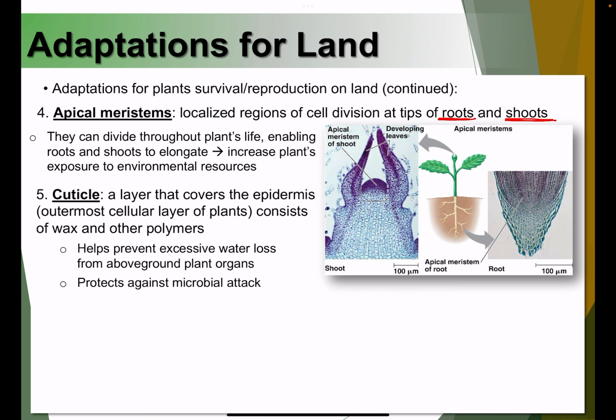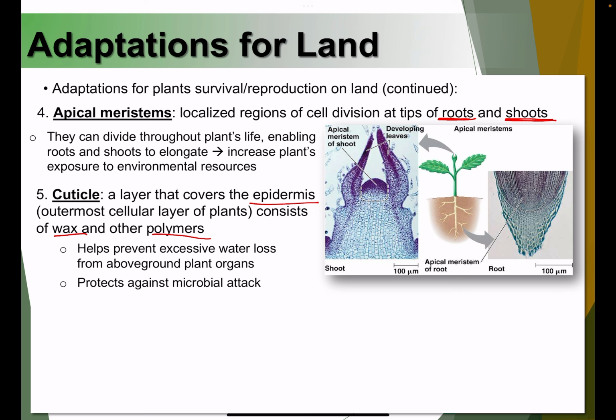The fifth adaptation that plants have for land is called a cuticle, which is not like the cuticle in our fingers, but it's a layer that covers the epidermis, which is defined as the outermost cellular layer of plants, kind of like our skin. We have epidermis on our skin because it is the outermost surface layer. Same thing for plants, they have an epidermis as well. And the cuticle covers over that layer, and cuticles are actually made up of wax and other polymers. So it's kind of like an extra protection layer before you get to the delicate tissues and cells underneath.